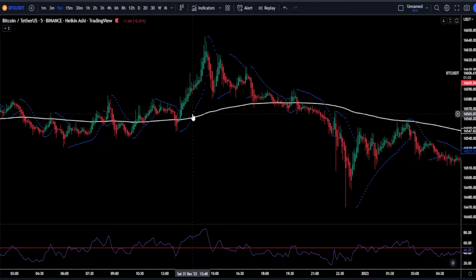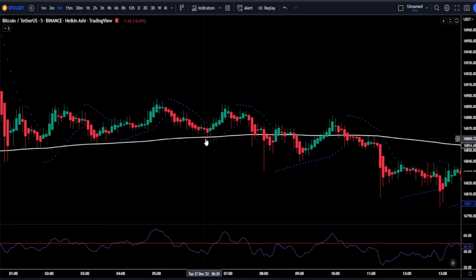Also, when we are entering the trade, we need to confirm the signal from our parabolic SAR indicator with our RSI indicator. So if we have a long signal from the parabolic SAR, but the line on our RSI is not positioned above our 50 level, then we cannot take the long trade.